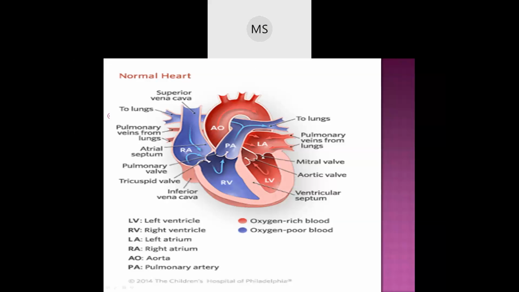And there the tricuspid valve will open, and it will enter the right ventricle, and from the right ventricle there's a pathway known as the pulmonary valve, and it will go to the lungs.